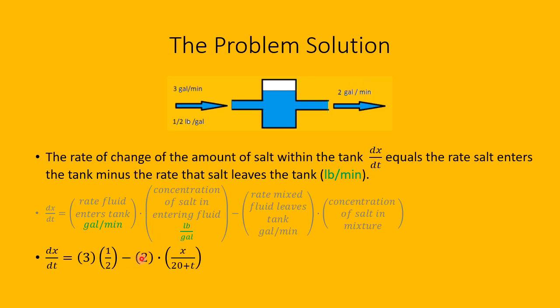and here it is. Now, what about the concentration of salt in the mixture? At any instant of time, the concentration of salt in the mixture leaving the tank is the same as the concentration of salt in the mixture that's in the tank, and that was equal to the amount of salt in the tank, x, divided by the amount of fluid in the tank, 20 plus t. So we get dx dt equals 3 times 1/2 minus 2 times x over 20 plus t.